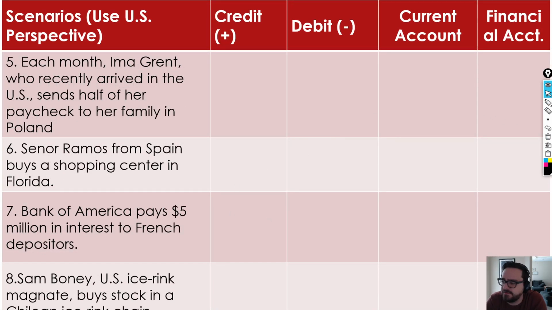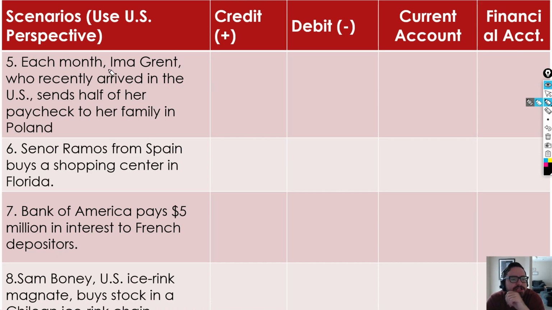Here is 5 more. You can't read this last one. I'm going to say it out loud so you can. It is buys stock in a Chilean ice rink company. Okay. So we'll go through each, pause them again, and go through all of them.